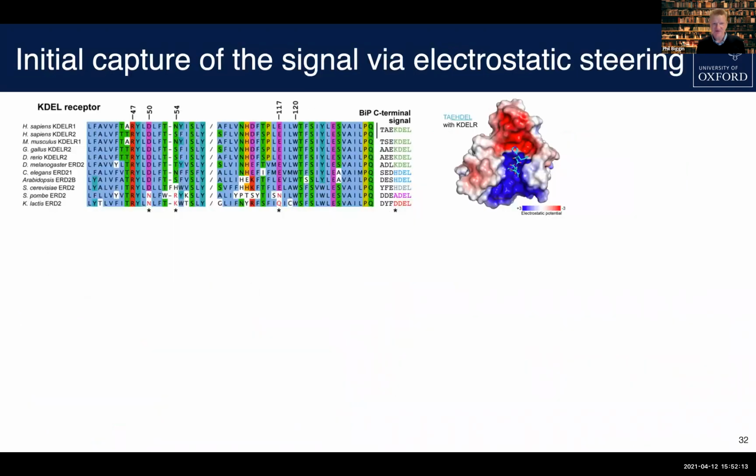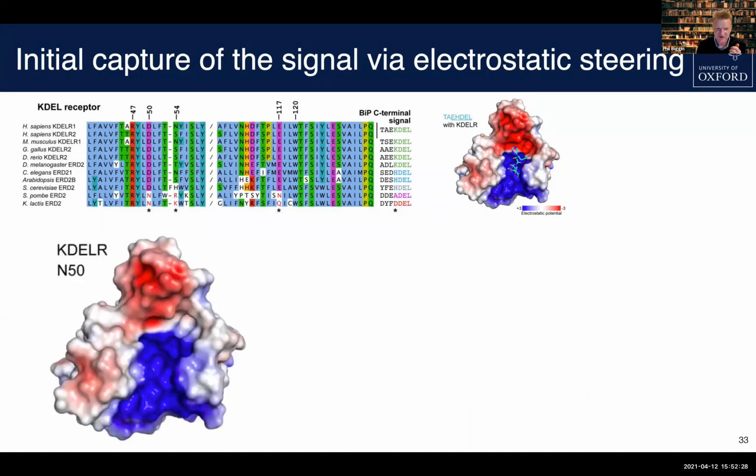So what does this mean? We think the way to explain this is in terms of an electrostatic steering kind of role. If you look at the original map of the electrostatic surface, it looks like this. Then you can imagine changing the surface by changing the residues at these different positions to what they are in yeast.